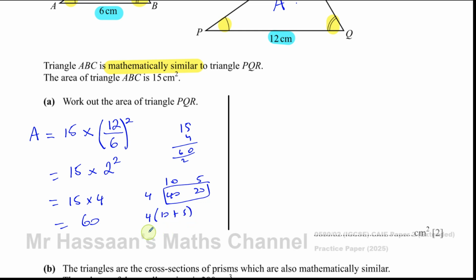They're all different ways of doing the same thing. 40 plus 20 is 60. Whichever way you do it, you get 60 centimeters squared. So there we have a few different ways of calculating in case you don't know the multiplication.